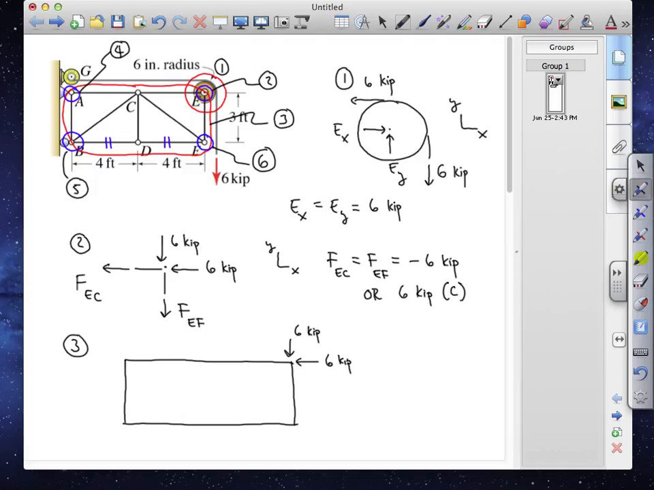And then we have our reactions at A. We have a pin at A, so we'll have AX and AY. And we have a roller at B, so I'll just draw that as B.